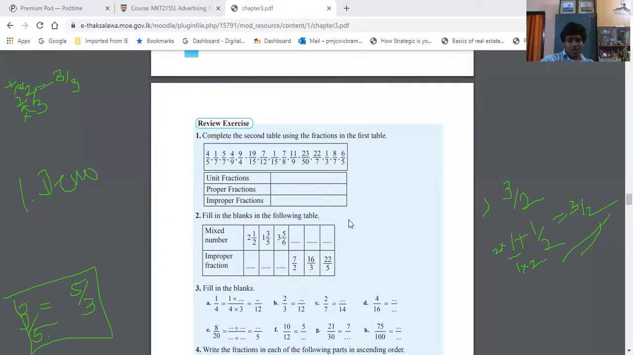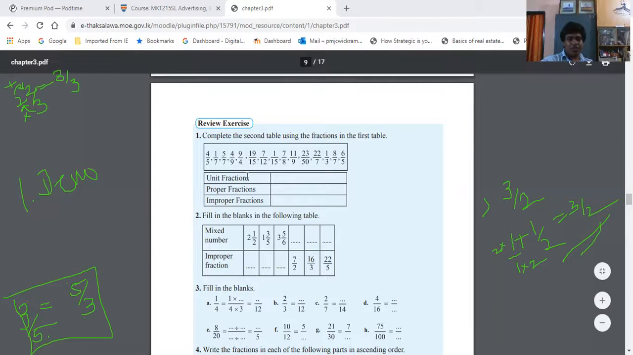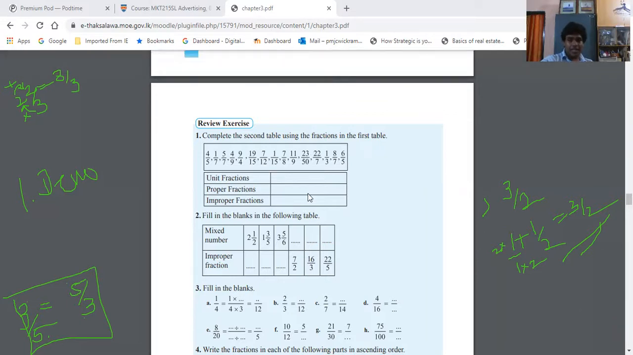So they have given questions for you to try. Unit fractions, select the unit fractions. You guys know what unit fractions are? Something like 1/7, where the numerator is 1, is a unit fraction. You know what proper fractions are, and you know what improper fractions are. Proper fractions are where the numerator is lower than the denominator. Improper are the other way around.